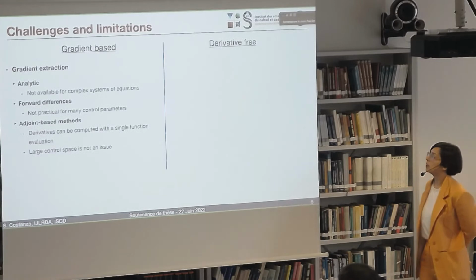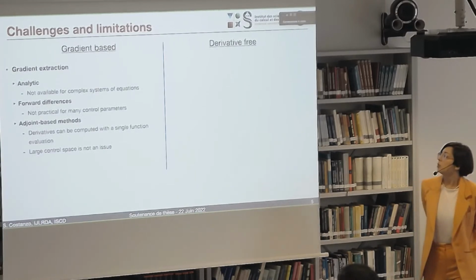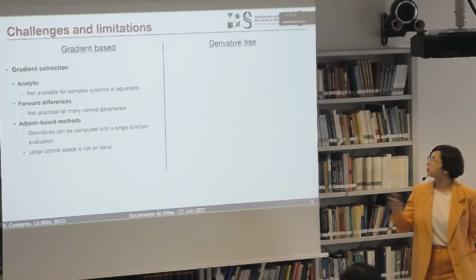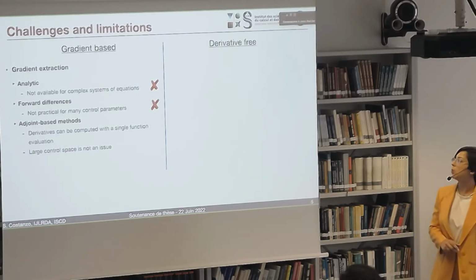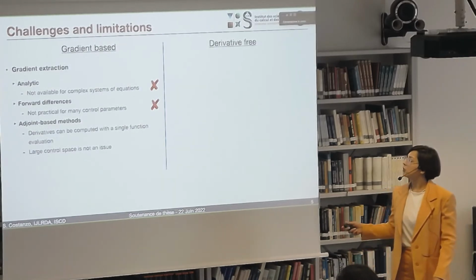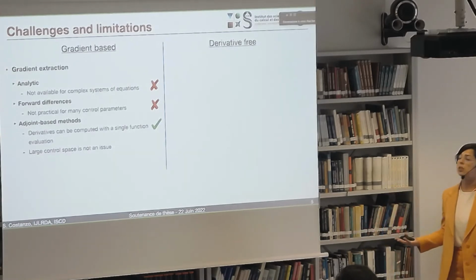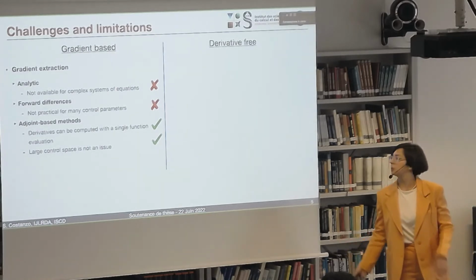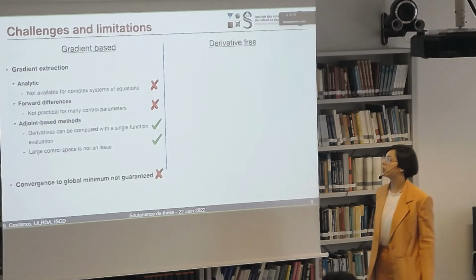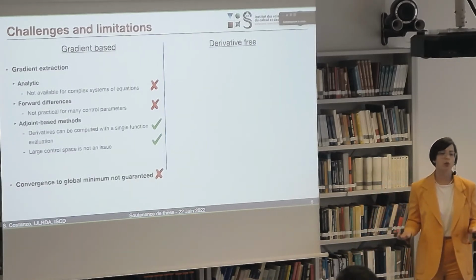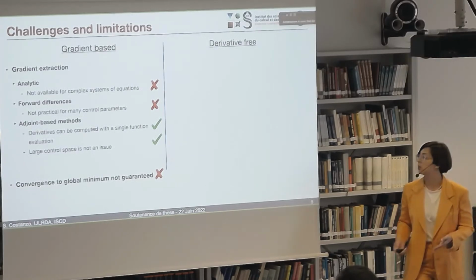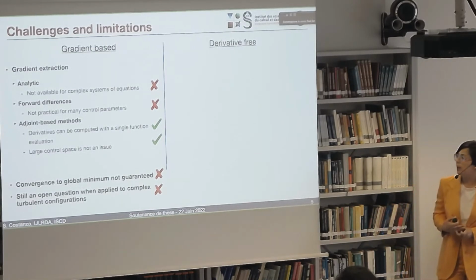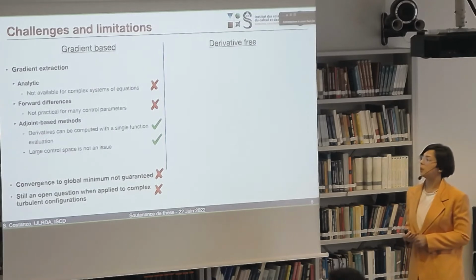Of course, these methods have some limitations. For the gradient-based, the most complicated thing is to extract the gradient. As we said before, we can use analytic gradients, which are not always available for complex functions; forward differences, which are not practical when we have too many control parameters; and adjoint-based methods, in which the derivative can be computed with a single function evaluation, so when we use many control parameters we don't encounter any issue. However, the convergence to the global minimum is not guaranteed because we rely on the gradient information, so we can get stuck in a local minimum. And adjoint methods don't work very well when applied to complex turbulent configurations.